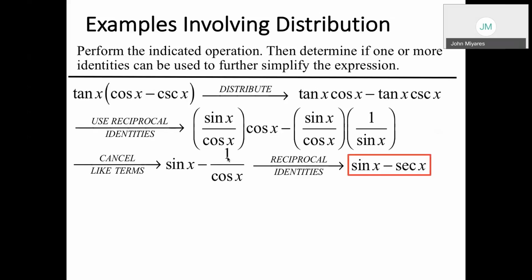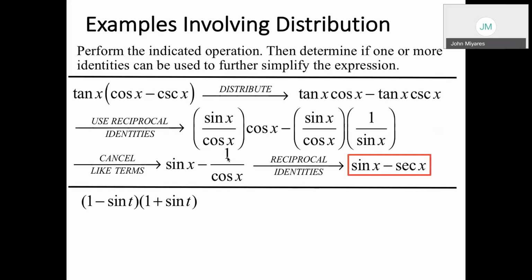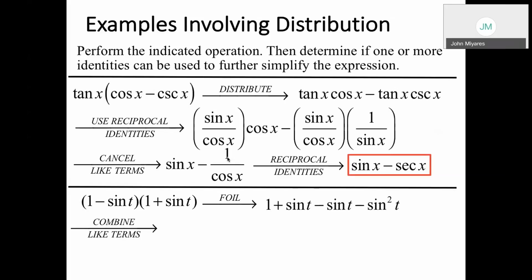Let's look at another example. Let's say I'm taking 1 minus sine of t times 1 plus sine of t. The notation suggests that I want to multiply out these expressions using the FOIL method. First, outside, inside, last, which will get me this as a result: 1 plus sine t minus sine t minus sine squared t. Of course, this follows the difference of two squares pattern, so we can combine the two middle terms so they will cancel out and give us 1 minus sine squared of t.